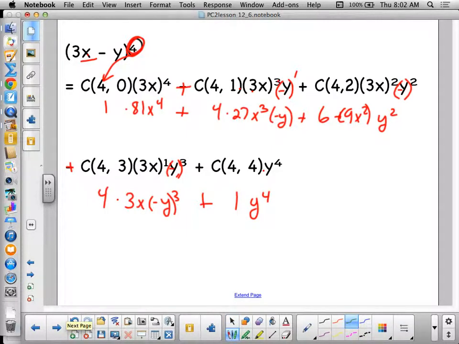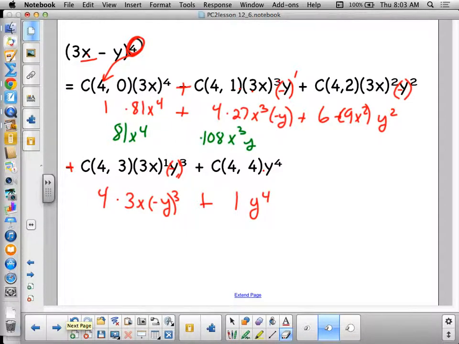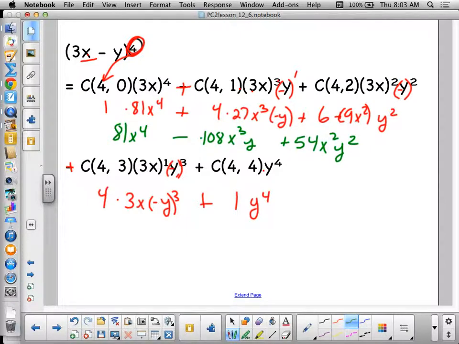1 times 81x to the fourth is 81x to the fourth. 4 times 27 is 80 plus 28, 108. x to the third y, but it's negative because of a negative y, so we'll just make that minus 108x to the third y. 6 times 9 is 54x squared y squared. 4 times 3 is 12xy to the third, but it's negative because of the negative y to the third, plus y to the fourth. And in green, that is the fully expanded polynomial.